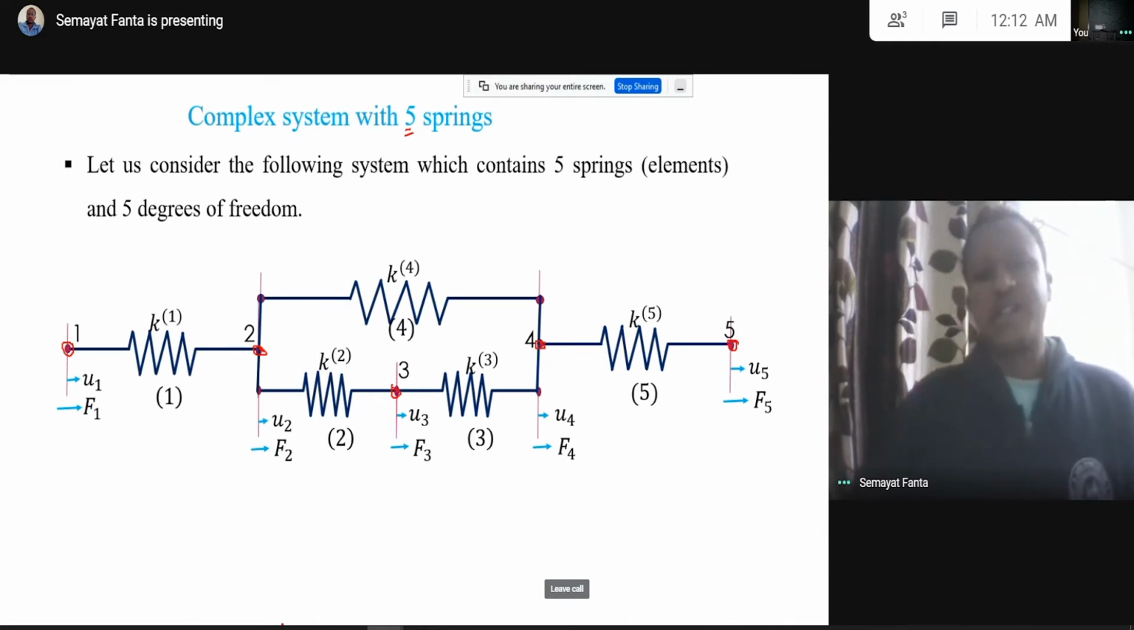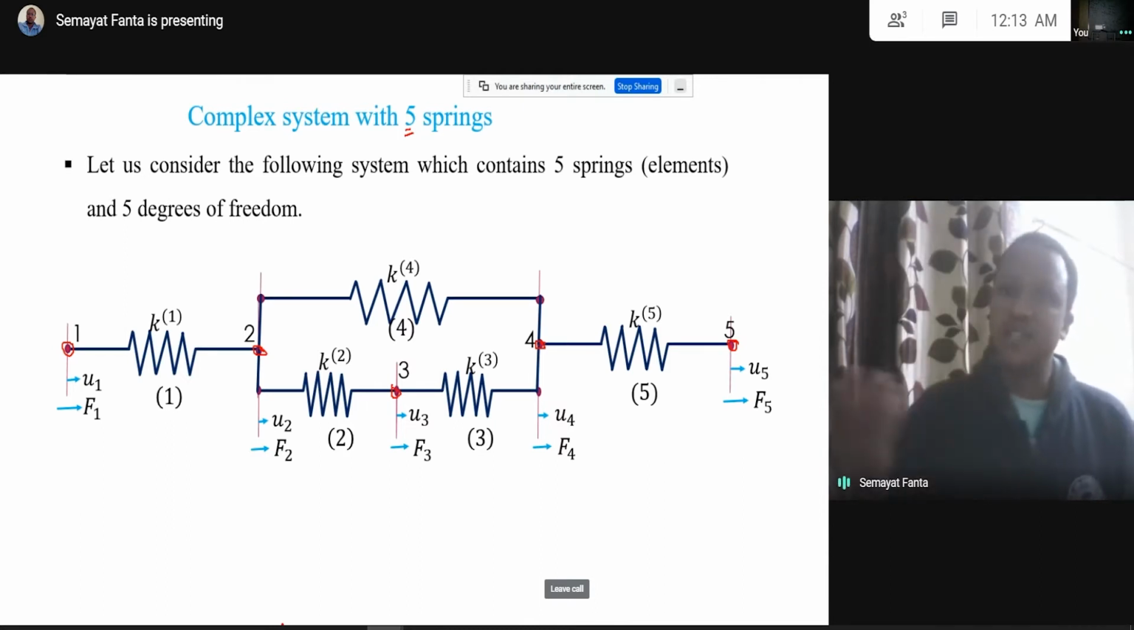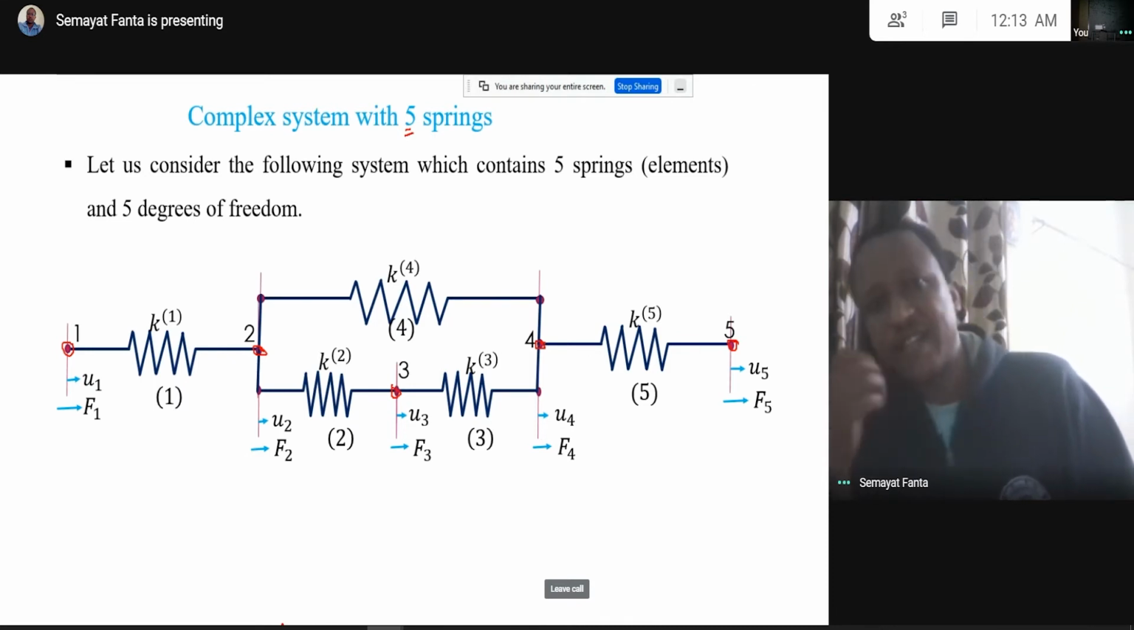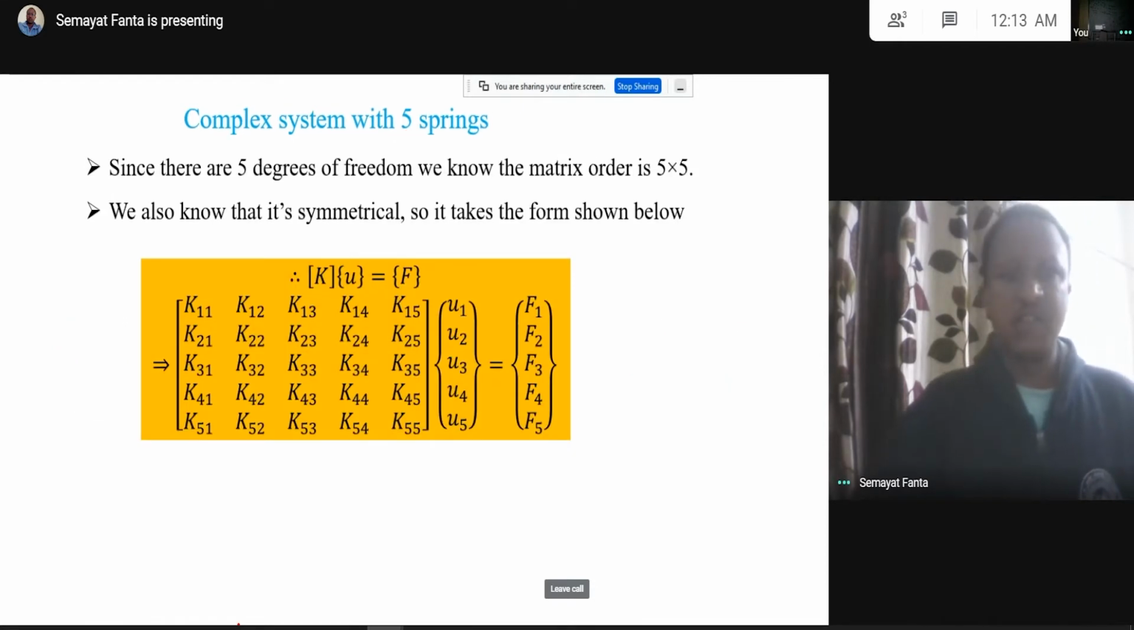So that means the total degree of freedom for this system is 5, as the number of nodes indicates the number of degrees of freedom. So what is the meaning of degree of freedom? That is the total number of independent coordinates to be solved. So let's see how we can solve for this.